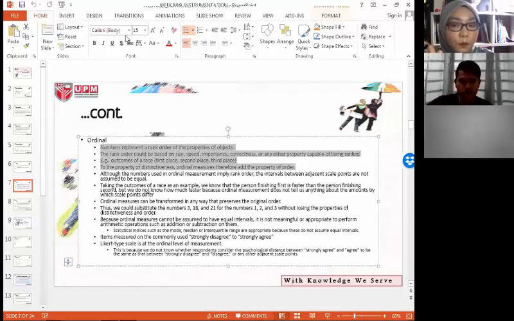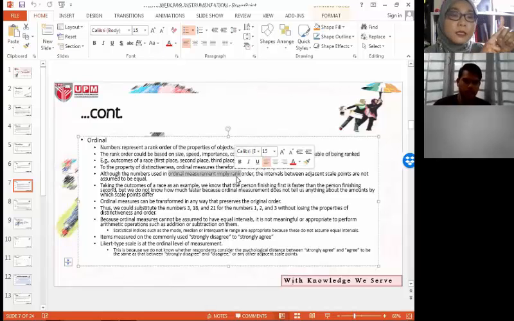For example, if you attend a marathon competition, you have someone that has first place, first runner-up, second runner-up, and so on. So the numbering here in ordinal starts to give meaning: which one is better than who. But the other property that ordinal has is, we know that the first is better than second, but we do not know what the difference between first and second is. We do not know the interval.